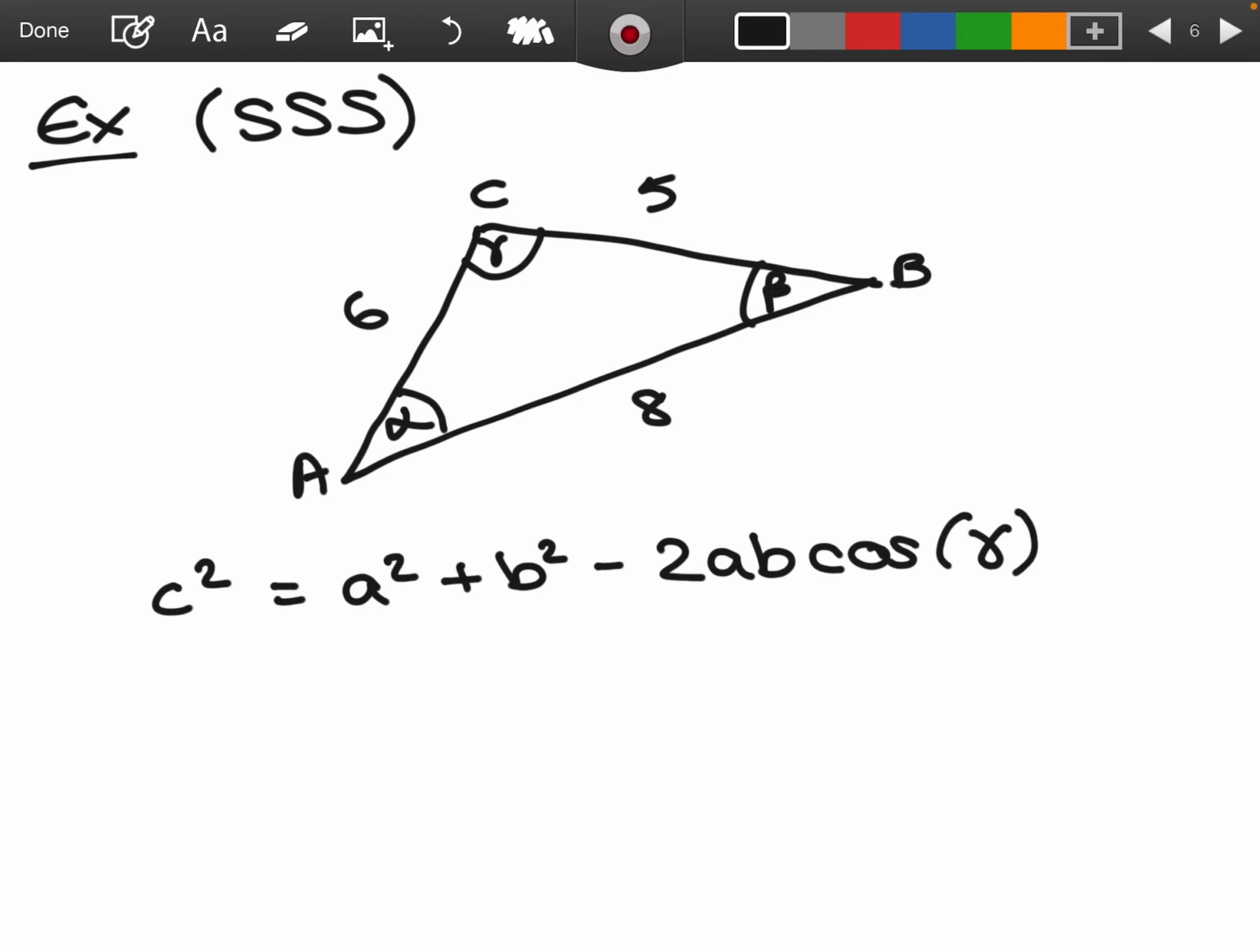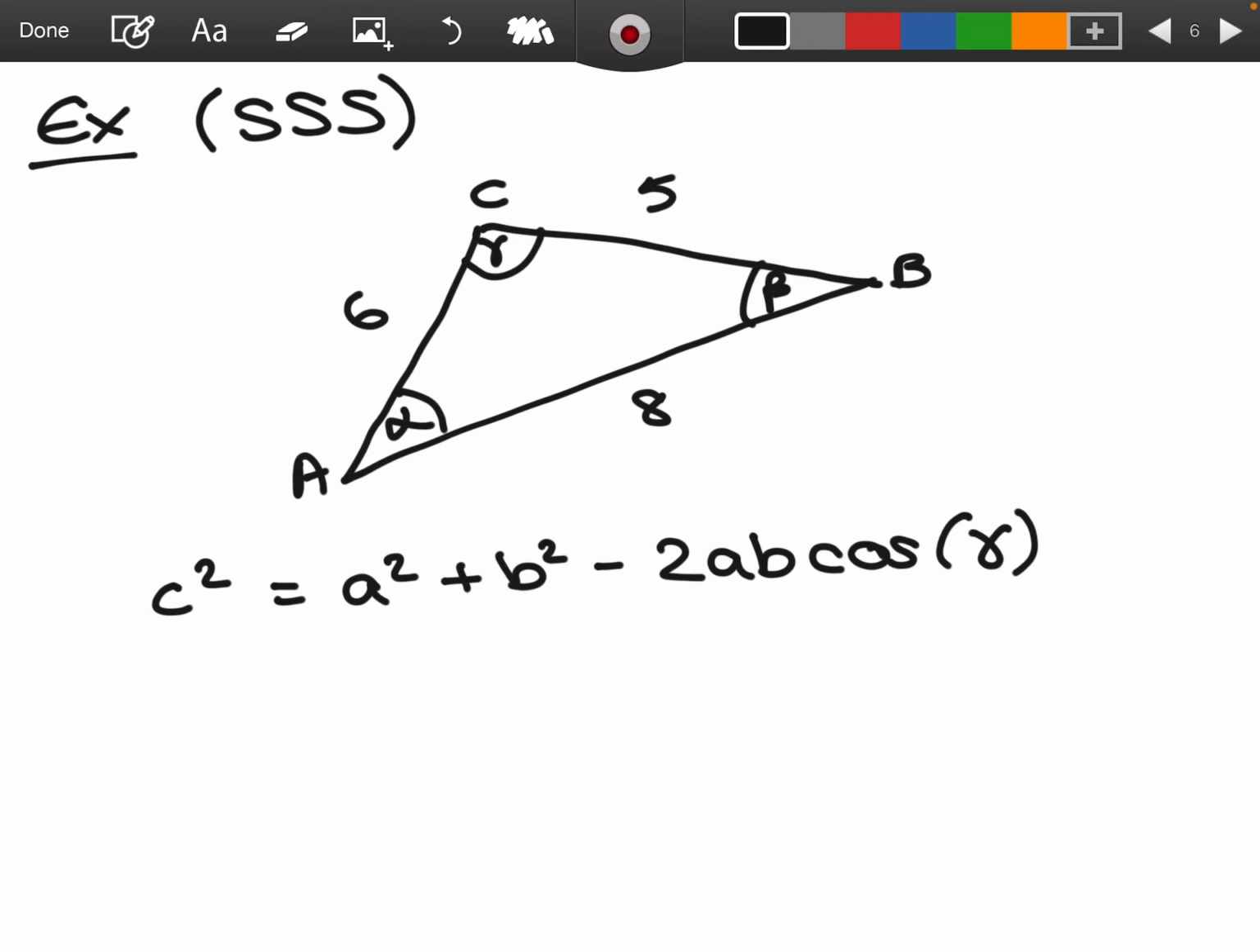And like I said, you could do the a squared plus b squared version like I have here, or you could start looking for a squared and have b squared plus c squared. It doesn't matter which version of this you use. I'm just going for this one, and I'll find gamma first, but you could go ahead and use one of the other forms and find alpha or beta.